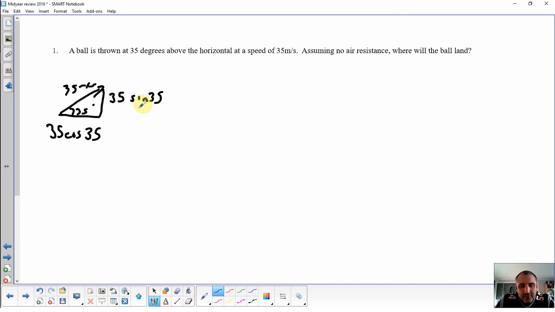And according to what I did, which if you look at my answer sheet, it's really small and hard to see, the adjacent side is 28.67 meters per second, and the opposite side is 20.07 meters per second. And now we can do some damage here. Now we can treat this like a real projectile problem with a VI, a VF, and an A, a T, and a D, but we have to remember something.